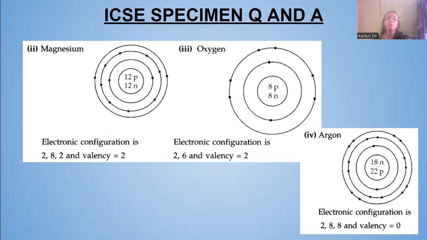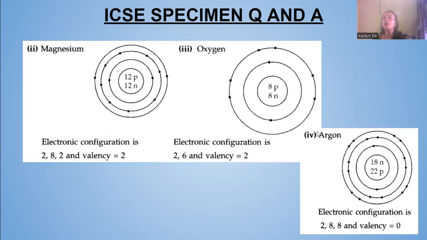Okay, magnesium. The electronic configuration of magnesium is 2, 8, 2. Valency is 2, so it has 2 electrons in its outermost shell. Then oxygen, electronic configuration is 2, 6. So there are 6 electrons in its outermost shell.